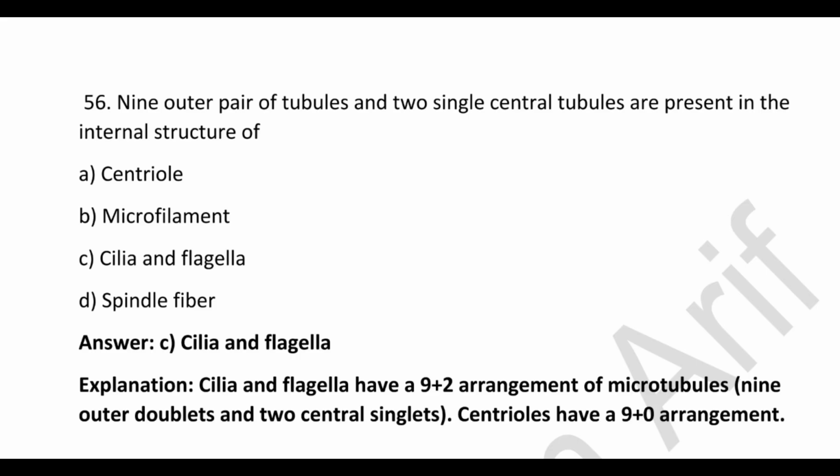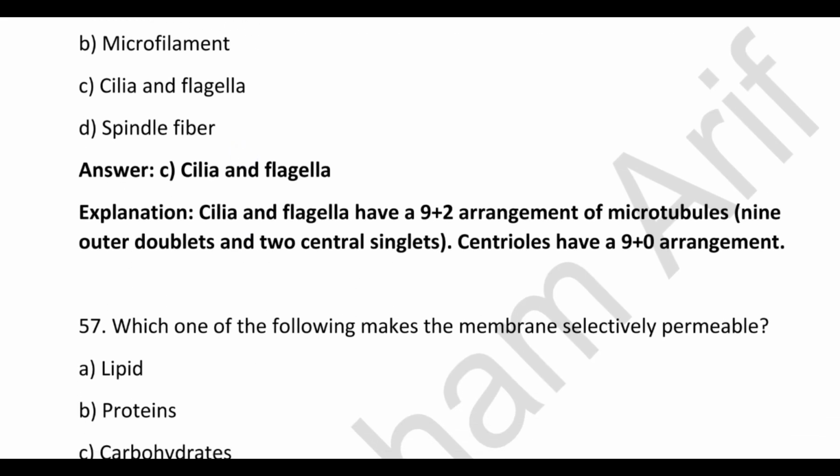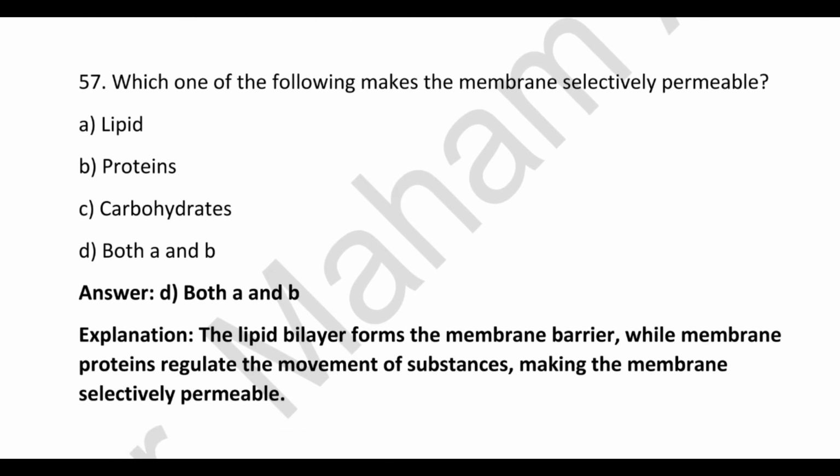Bachcho, cilia and flagella have 9 plus 2 arrangement of the microtubules, 9 outer doublets and 2 central singlets. So centrioles have a 9 plus 0 arrangement. Which one of the following makes the membrane selectively permeable? Correct answer is option D, that is both A and B, which are lipids and proteins.